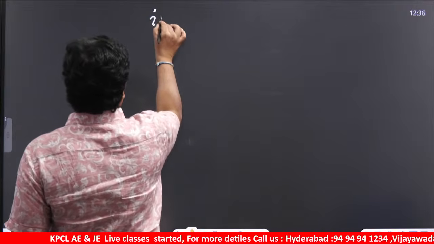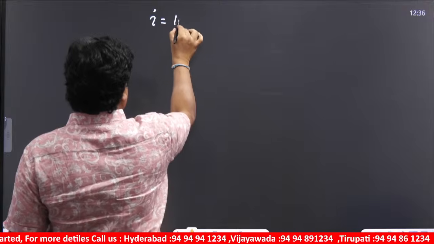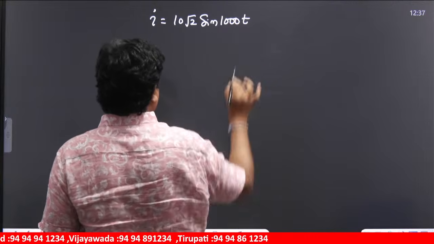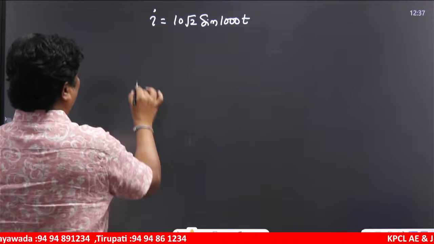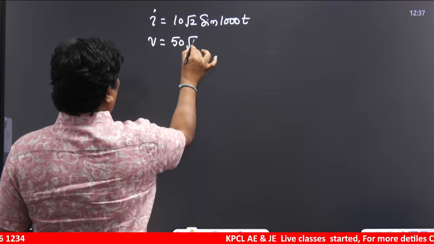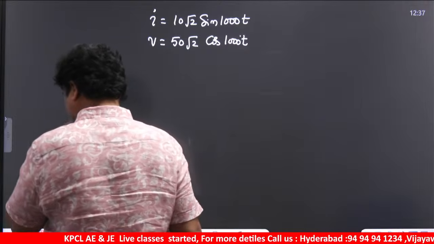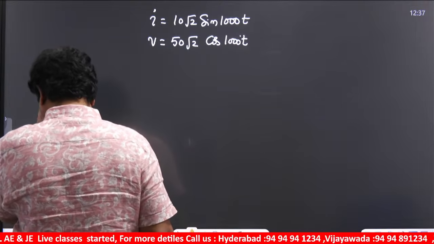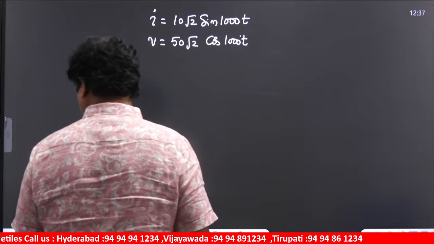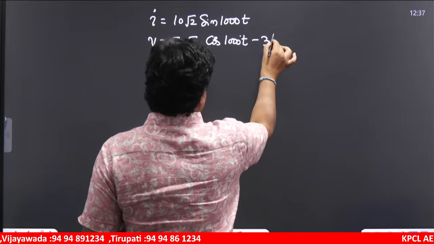Next, the current I is equal to 10 root 2 sine 1000 t. And voltage V is equal to 50 root 2 cos 1000 t minus 30 degrees.